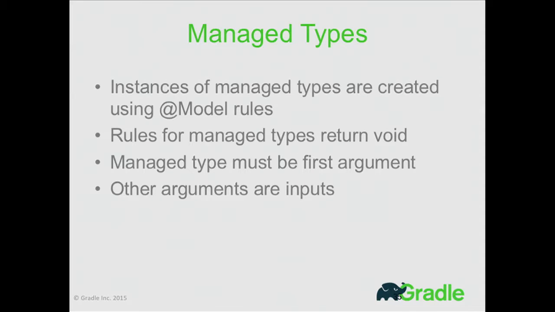All right. So instances of managed types are created using model rules, just like we saw before, right? So I define a creation rule, but instead of creating some instance of some class that I defined, it's creating an instance of a managed type that I defined with the managed annotation. And so because of that, the method signatures are a little bit different. Instead of returning the object, these rules return void, and they get passed the instance of the managed type as their argument. And just like other rules, they can have any number of inputs.